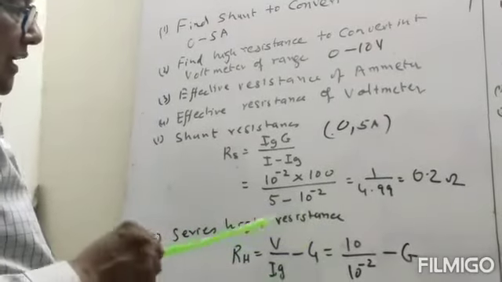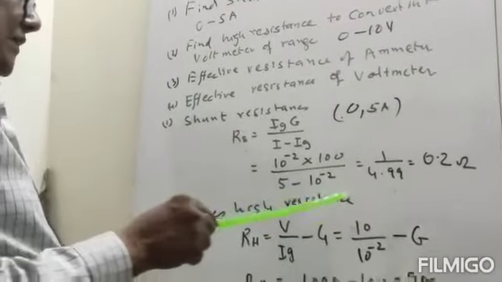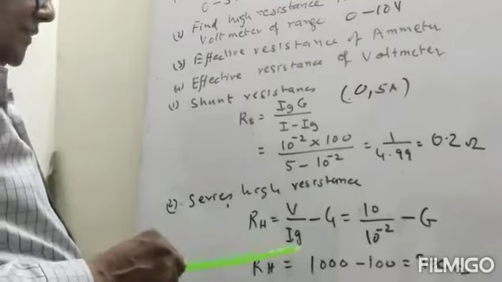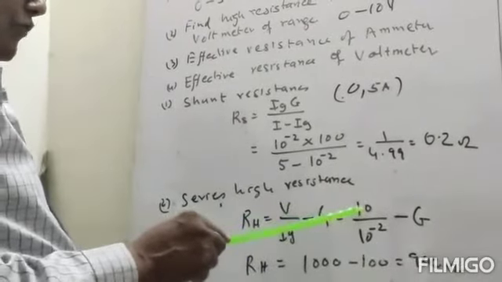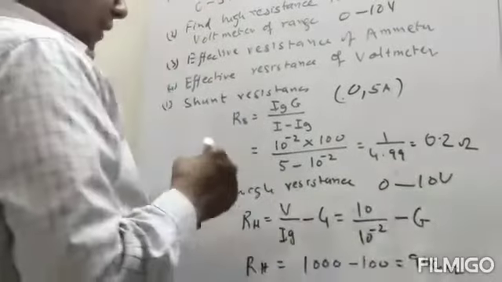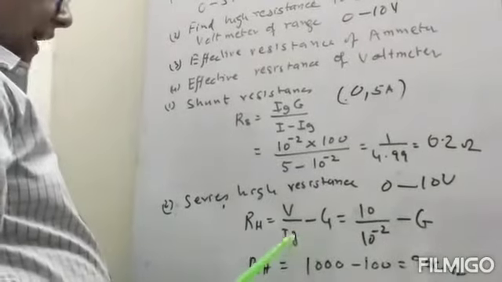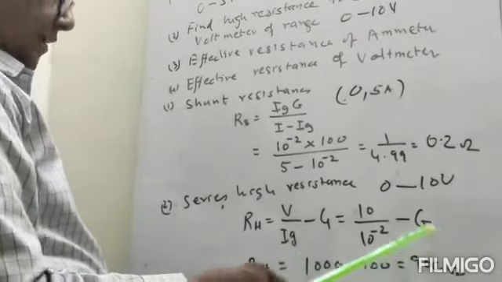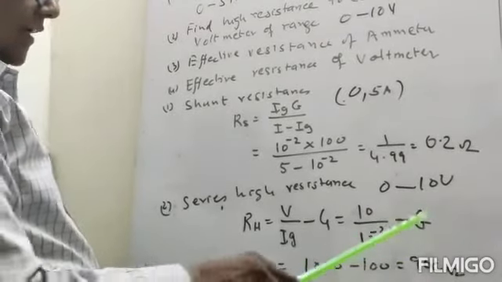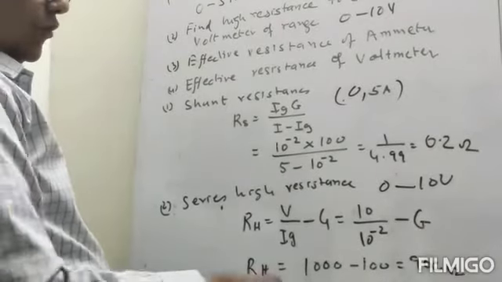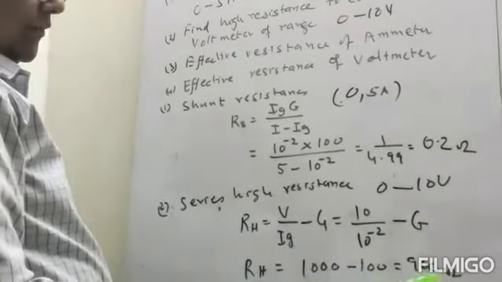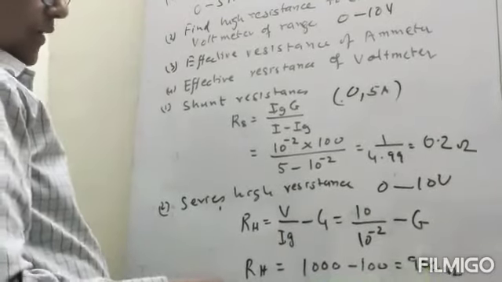Now for the conversion to a voltmeter, we will find the high resistance. High resistance for the voltmeter RH is equal to V divided by Ig minus G. V is equal to 10 volt, we will convert it from 0 to 10 volt. So V is 10, Ig is 10 raised to minus 2, minus G. So RH will be equal to 1000 minus 100, so 900 ohm. So 900 ohm will be connected in series to convert this galvanometer into a voltmeter.